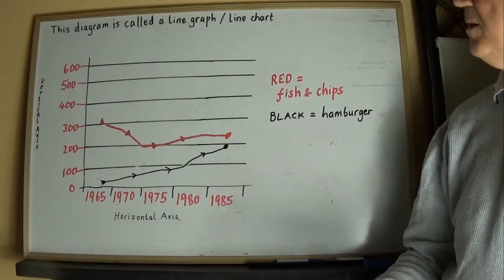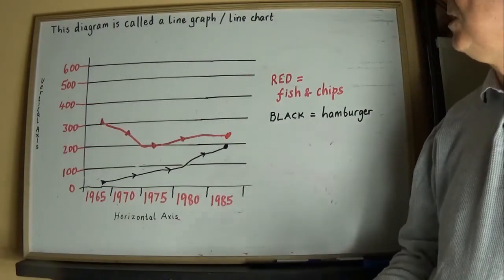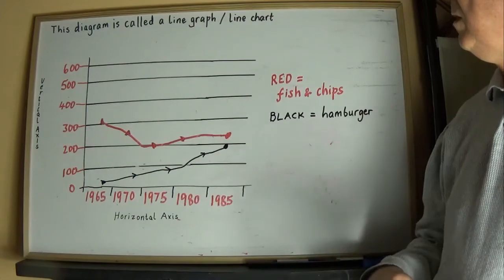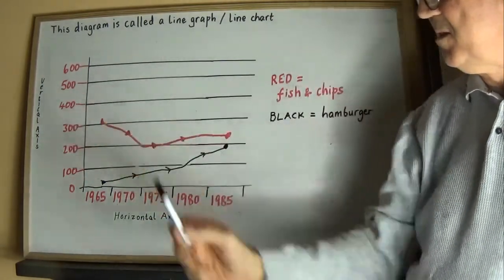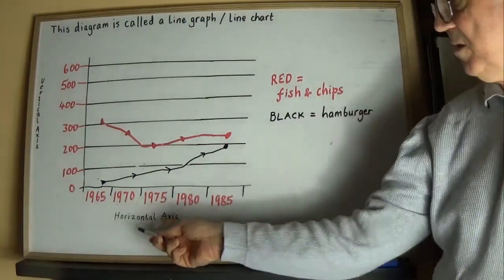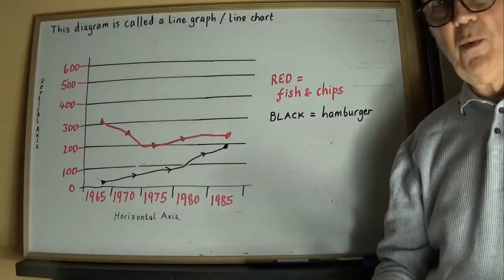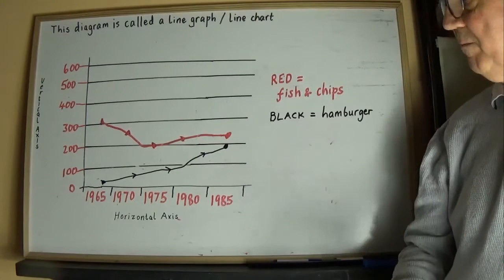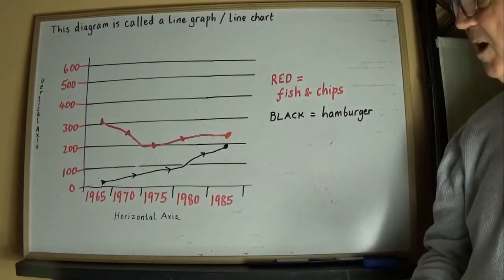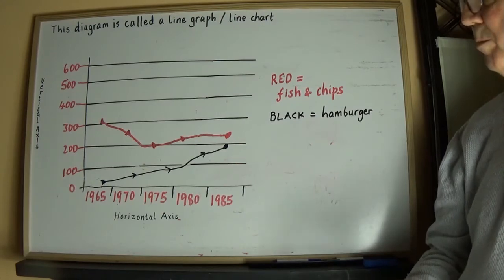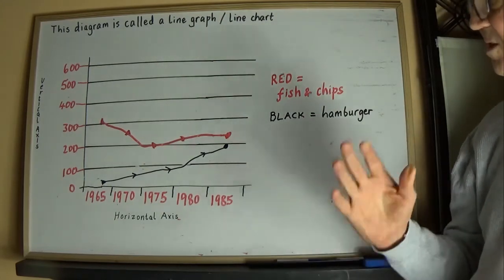So this diagram is called a line graph or a line chart. And here we have the vertical axis and the horizontal axis. These will be referenced in many of the questions that the IELTS put to you.